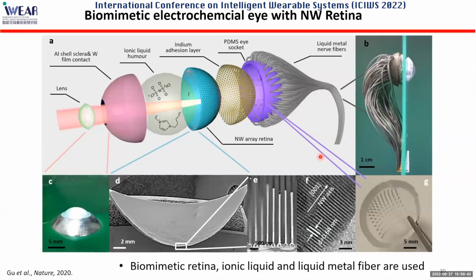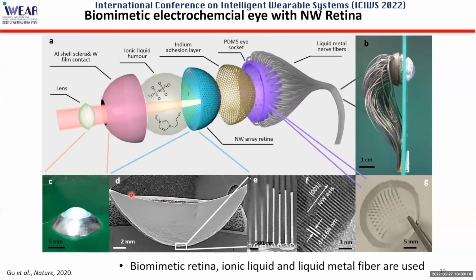All right. And following that idea, in 2020 we published this work to demonstrate the artificial eye over here. The core component is a nano array retina, and in order to extract electronic signals, on the front side we add ionic liquid to transport the electrons, and on the backside we have these liquid metal nerve fibers installed in the artificial eye socket to form the back contact.